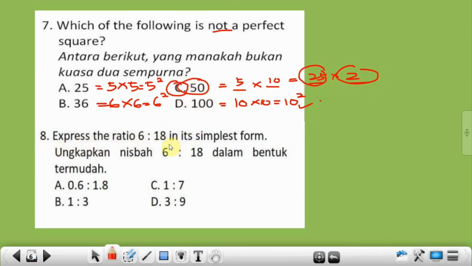Okay, express the ratio in the simplest form. So you just divide it further until it becomes simple. So I can see you can divide both numbers by 6. So it becomes 1 to 3. So yes, this is the simplest form.